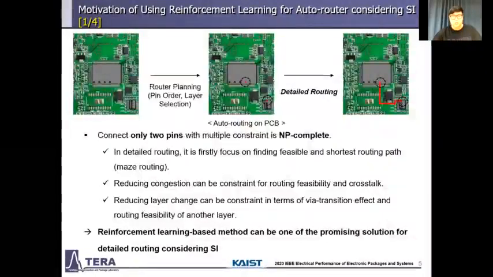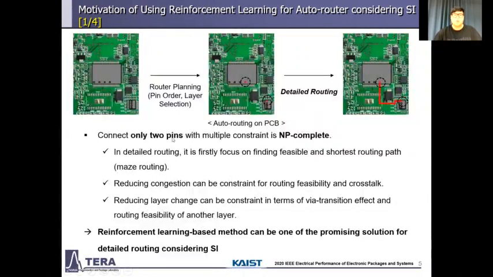There are two stages in routing: routing planning and detailed routing. In this research, we focus on detailed routing. In detailed routing, finding short paths is important because it affects insertion loss, and reducing congestion is important because it affects crosstalk. Finally, reducing the number of layer changes is very important because it affects via transition effect and routing feasibility of another layer. So we have to minimize the number of layer changes.